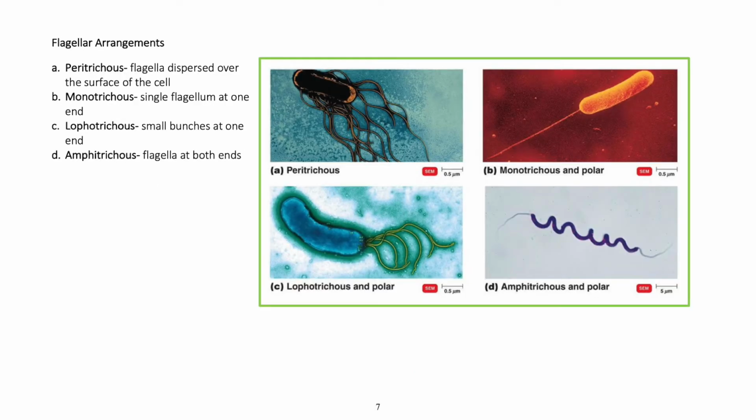Flagellar arrangements. A. Peritrichous. Flagella dispersed over the surface of the cell. B. Monotrichous. Single flagellum at one end. C. Lophotrichous. Small bunches at one end. D. Amphitrichous. Flagella at both ends.